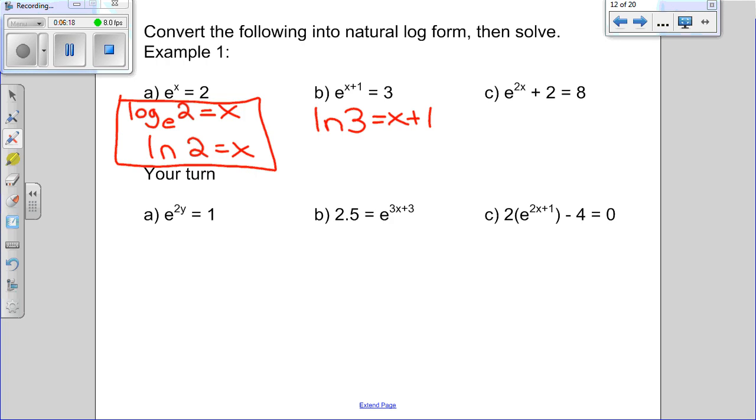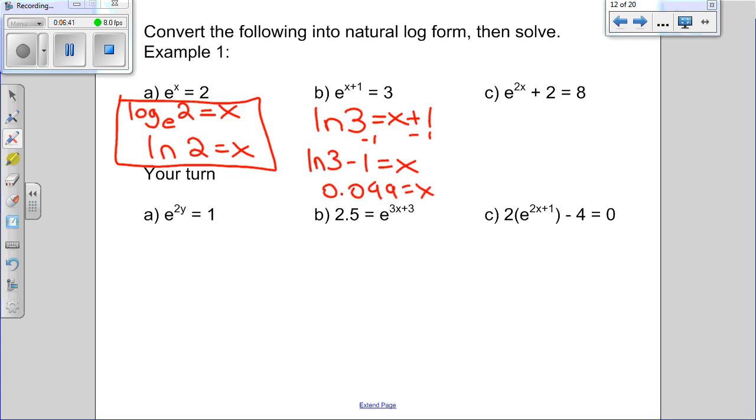So if I want to figure out what x is, I subtract 1 from both sides. I go ln of 3 minus 1 equals x. On my calculator, I go ln of 3 minus 1 and get 0.099 equals x. Do you close the bracket?